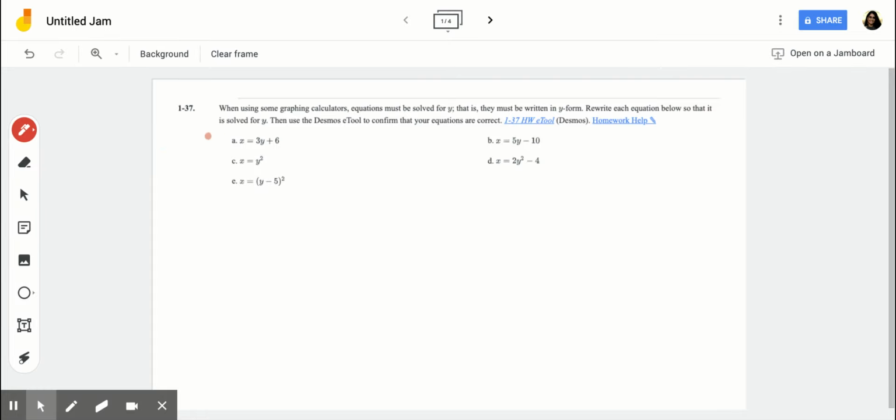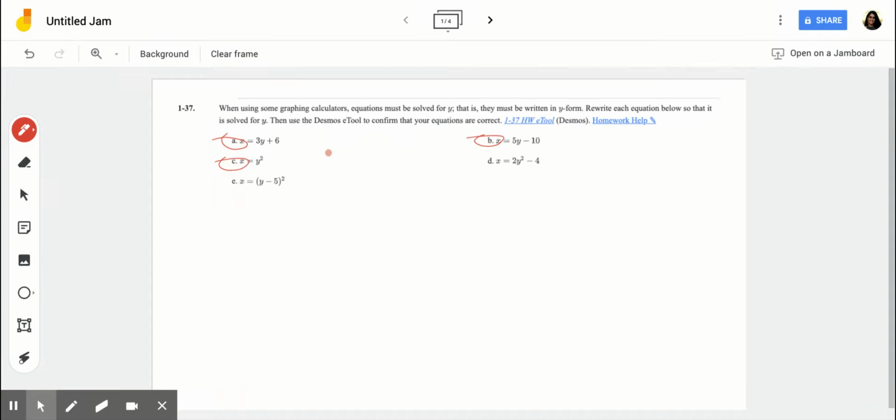So 137, you only have to do A, B, and C, and I want to go over what the question is asking. In regular graphing calculators, equations must be solved for y equals. So you need all three of these to say y equals in order to type it into a calculator. And that's what they're asking you to do. Then after you're done with that, you're going to type in the original and your new one and see if they match on Desmos.